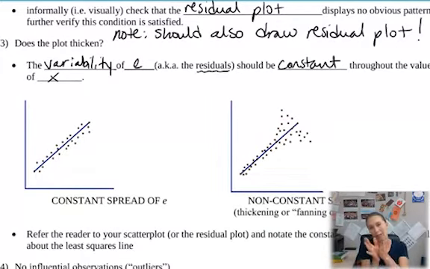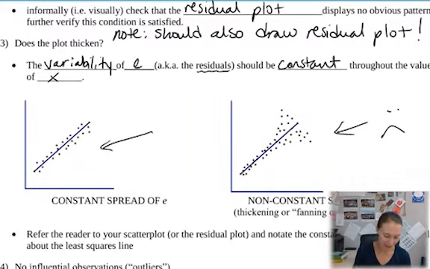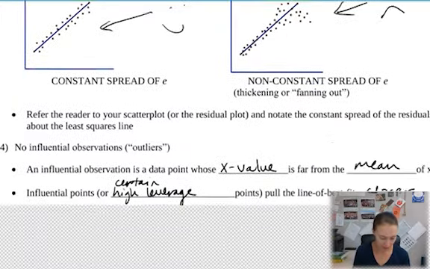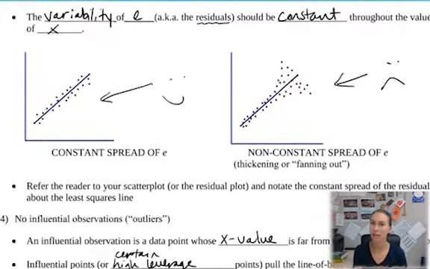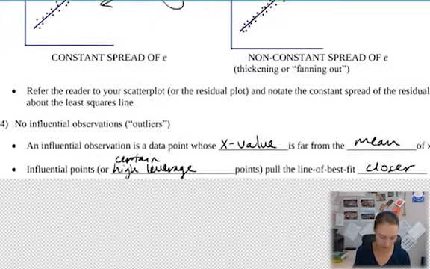The third part is that the variability of the residual should be constant. So we shouldn't have like a fanning out of our points from the line. You can kind of see that example here. This is a bad thing here. We want it to be a constant spread of the residuals. And we can talk about that based on the scatter plot and the residual plot that we drew previously.